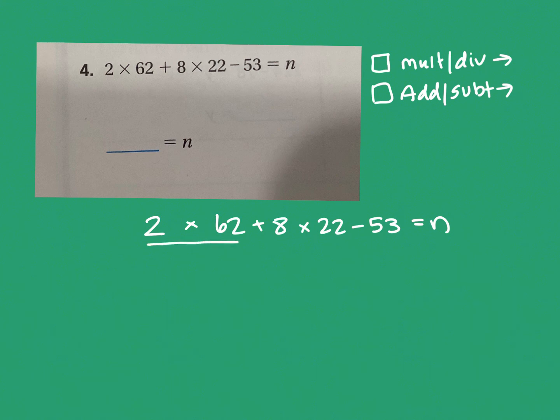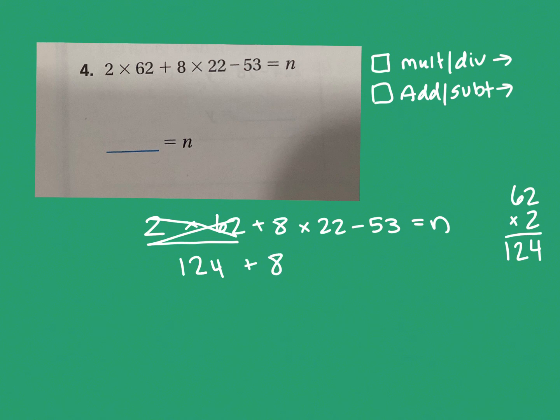2 times 62. Since multiplication is commutative, I'm going to flip that around for my algorithm. 62 times 2. That is 60 plus 2. So I will do the 2 times 2 first to get 4. And then the 2 times the 60. We're already in the tens place, right? So 2 times 6 is 12. So that gave us 124. Cross off what you did.